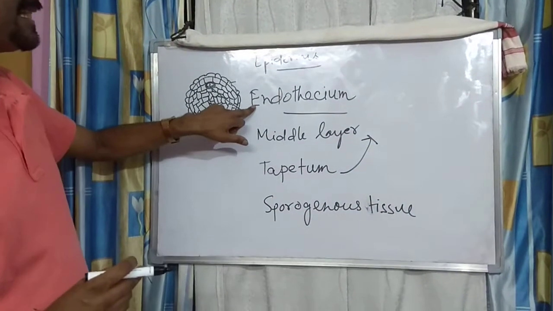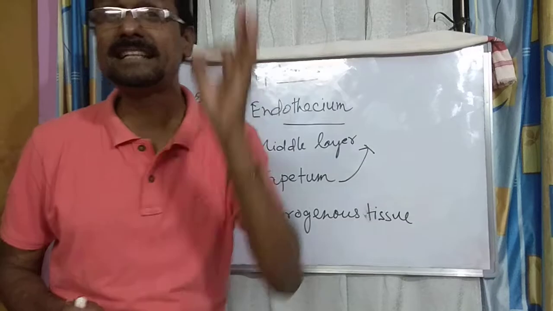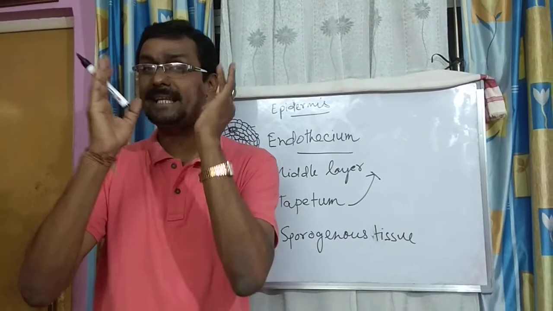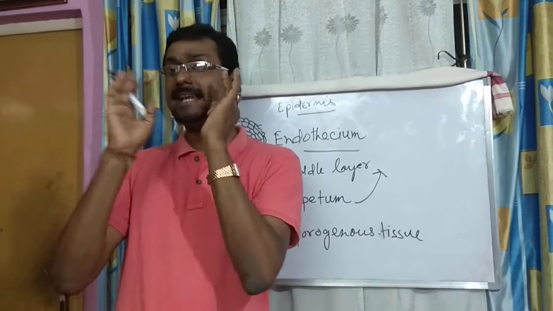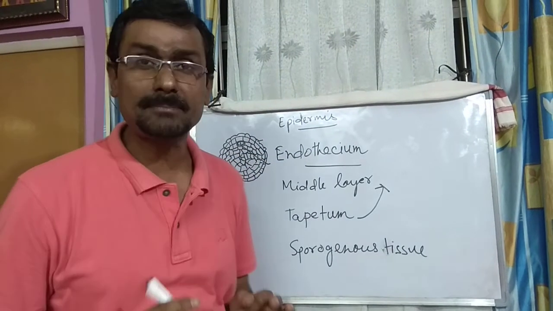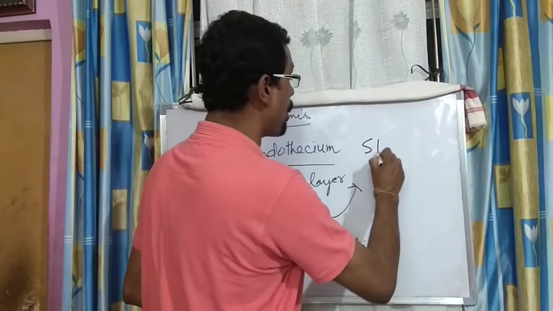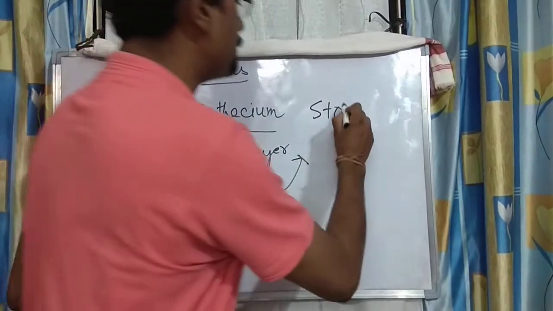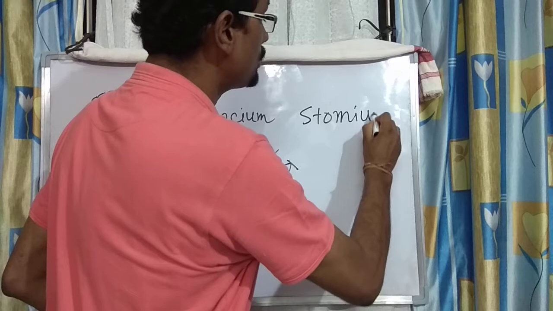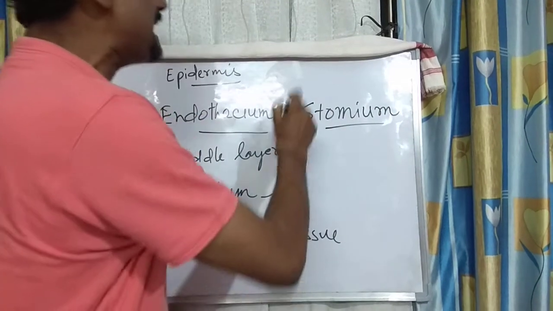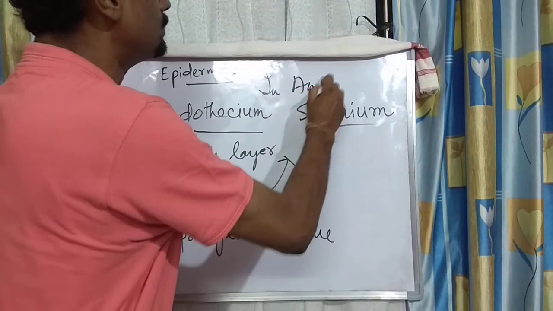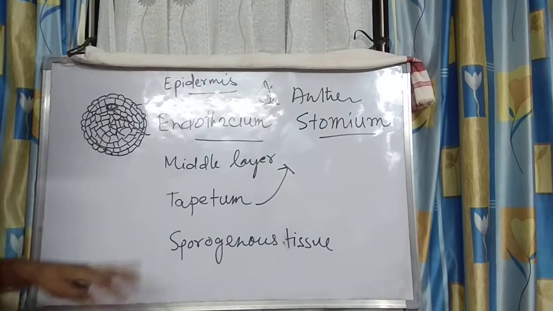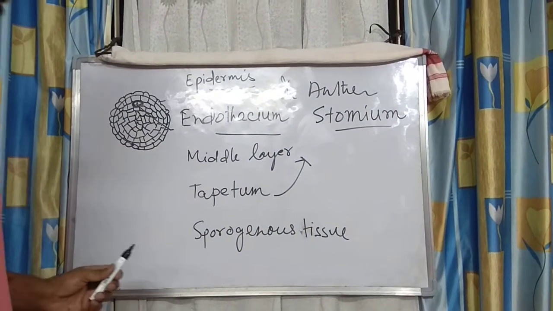Endothecium helps in the dehiscence, and the dehiscence takes place in the anther. What is the name of the place where the dehiscence takes place? Write it down: stomium, S-T-O-M-I-U-M. In the anther, dehiscence takes place at the stomium. So, let's now come to the sporogenous tissue, the last one.